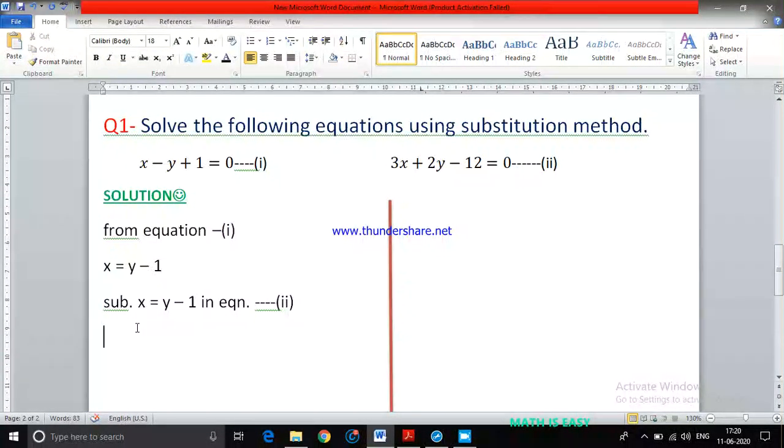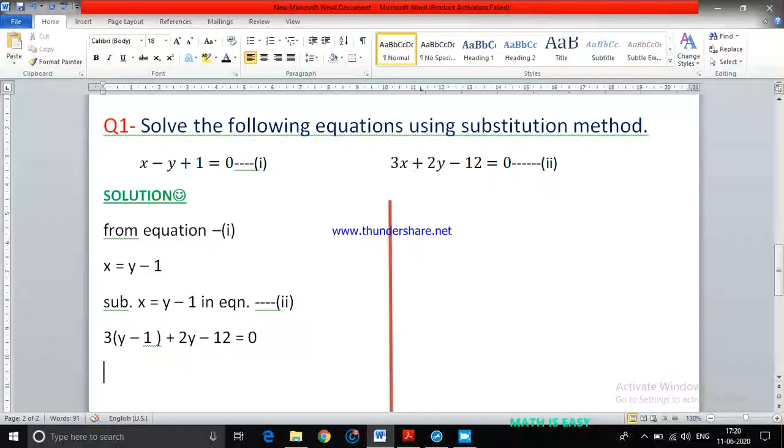So what you get here, equation 2 is 3x plus 2y minus 12 equals 0, right? So 3, and what is x we have? x we have is y minus 1, then plus 2y minus 12 equals 0. So just here what I have done is, x value I got as y minus 1, then I substitute this x value in place of x here. 3x is there, so 3 times (y minus 1). Then plus 2y minus 12, I kept as is, equals 0.